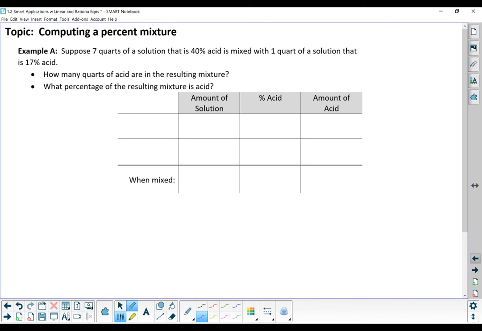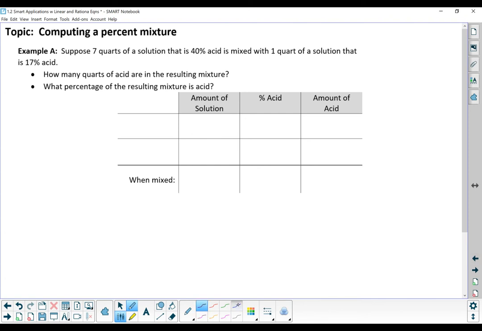All right, so suppose 7 quarts of a solution that is 40% acid is mixed with 1 quart of a solution that is 17% acid. We have two questions that we have to answer here. Our first question is, how many quarts of acid are in the resulting mixture, and what percent of the resulting mixture is acid?